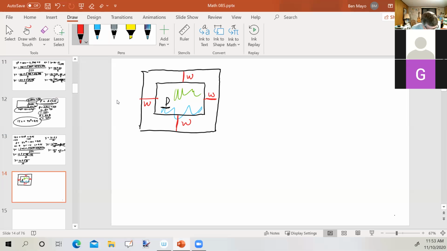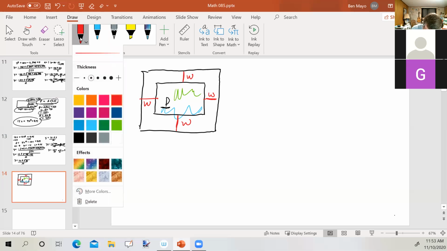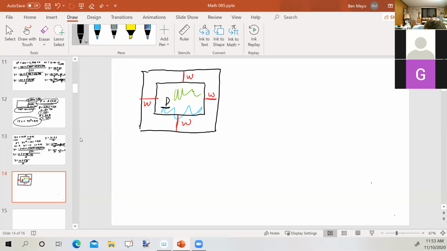What else do they tell us? They tell us that this distance right here is 5 inches. Okay, so the length of the picture, not the frame, but the picture is 5 inches. And this distance right here is 4 inches. So basically the photo or picture, whatever, is 5 inches by 4 inches.